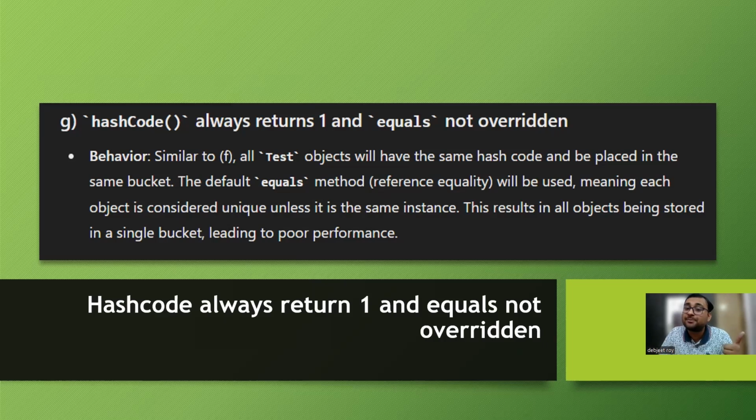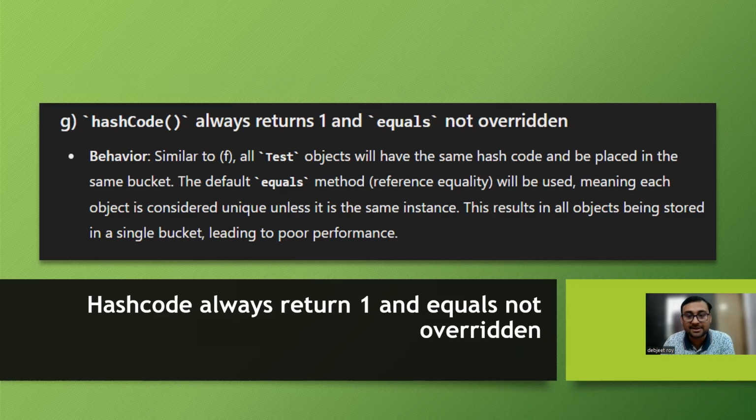It will use the Object class equals method. When it uses the Object class equals method, it will do a reference equality check, meaning each object is considered unique. Even though they can be logically equal, they will be considered different with respect to equals, because it is taking the default Object class equals implementation. So if two objects are logically equal, still they will be added in the form of nodes in the linked list. Okay, so I hope you got the idea on this.